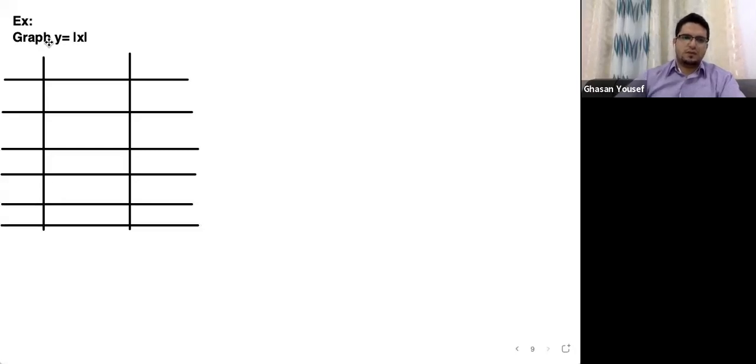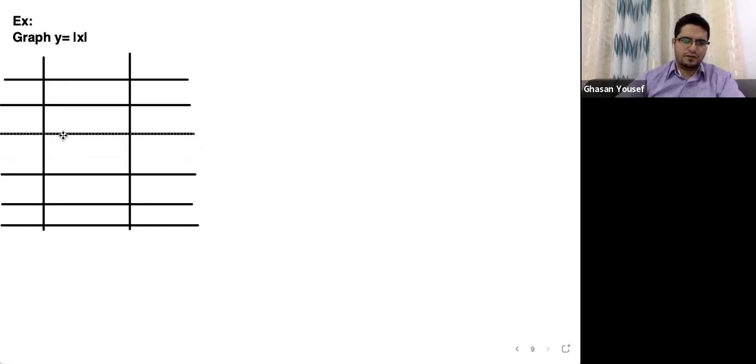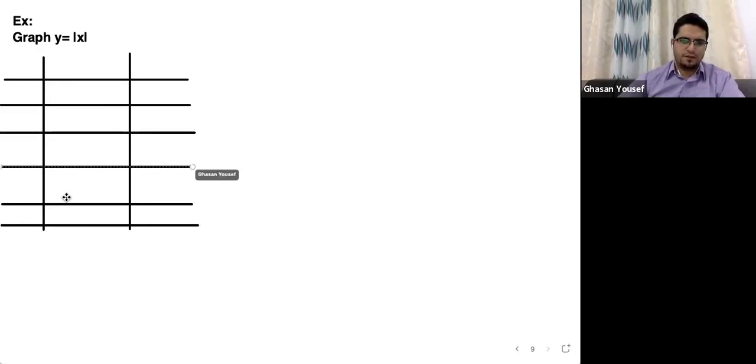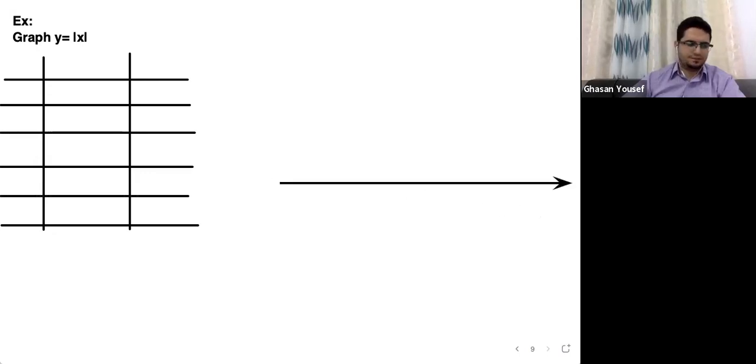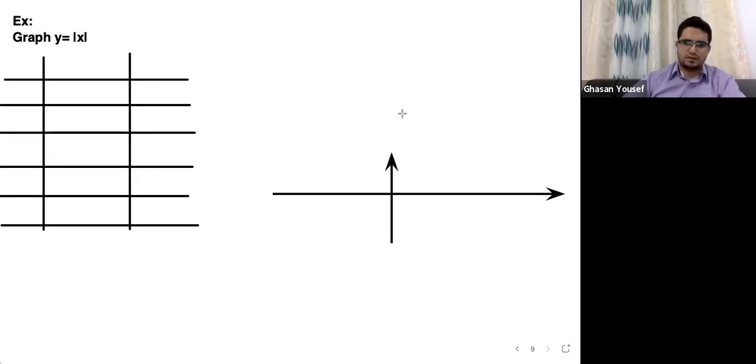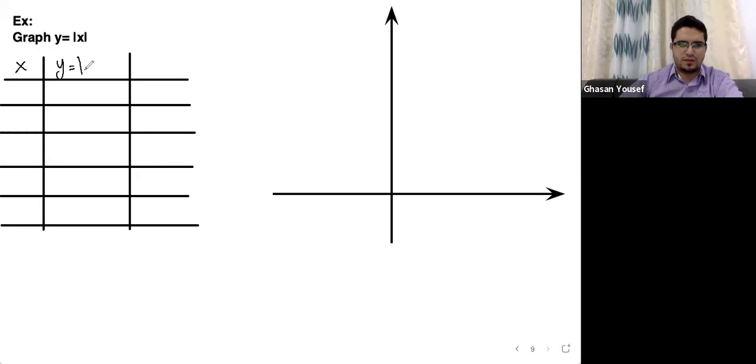Five points. And the same thing, we have to graph on the Cartesian plane. So the Cartesian plane, something like this. So the points here are: here I have x, here I have y equals the absolute value of x, and here I have the (x, y). So the points are here: -2, -1, and 0, and 1, and 2.